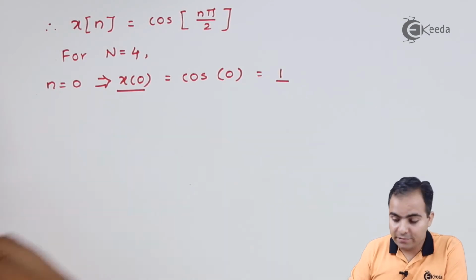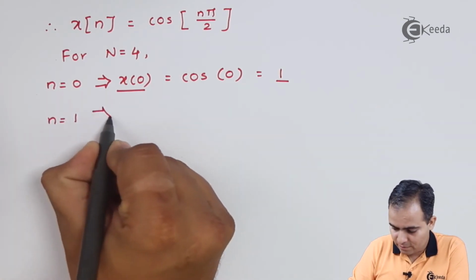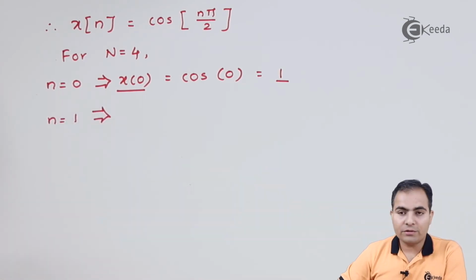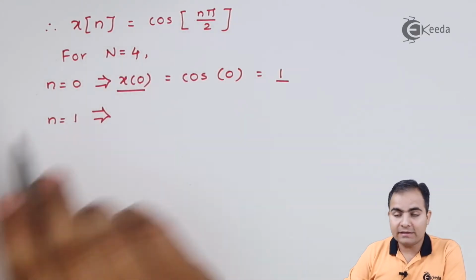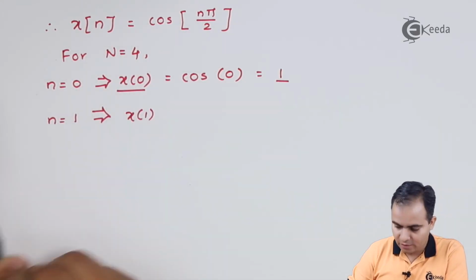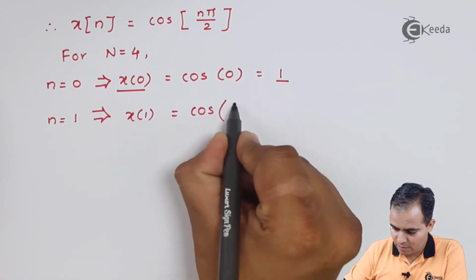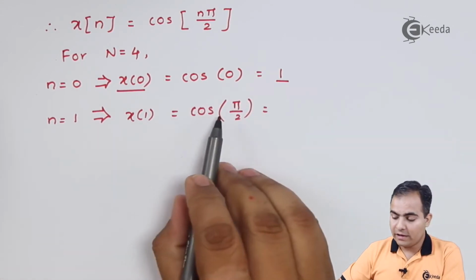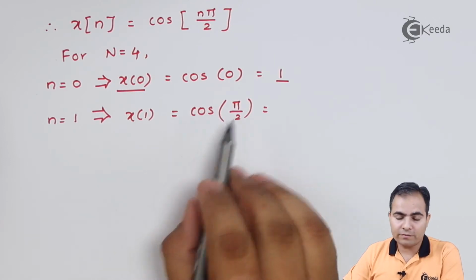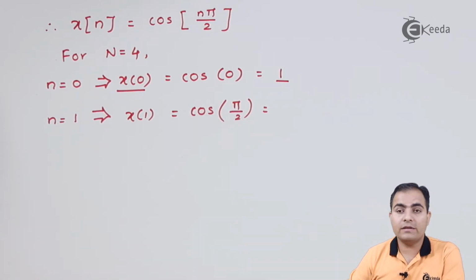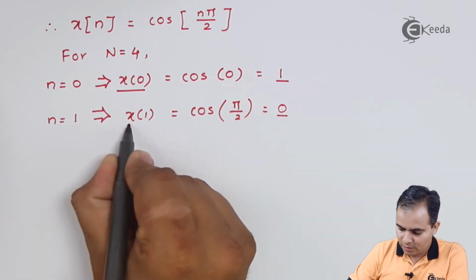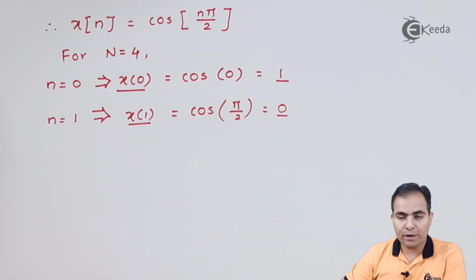Now we will substitute the next value. Now we will calculate n equals 1. So this n and this n are replaced by 1, which means you will get the value of x of 1. If n is replaced by 1, then we will get cos of pi by 2. And what is cos of pi by 2? It is always 0. So my x of 1 value, or amplitude, is 0.